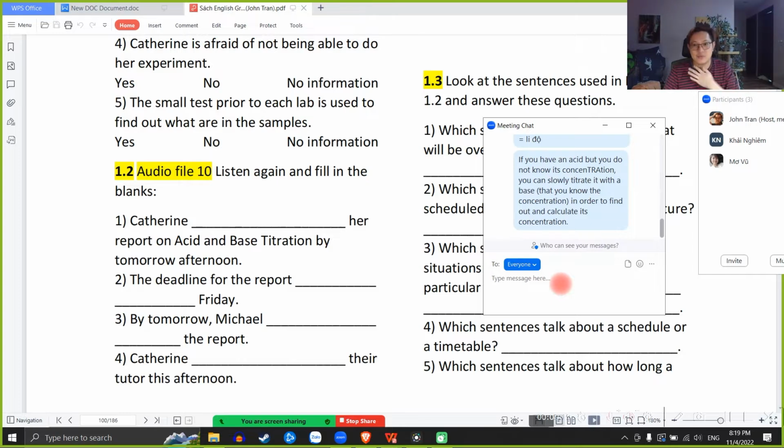So if you have an acid but you do not know its concentration, you can slowly titrate it with a base. But of course the base, you know the concentration, yeah? In order to find out and calculate its concentration.